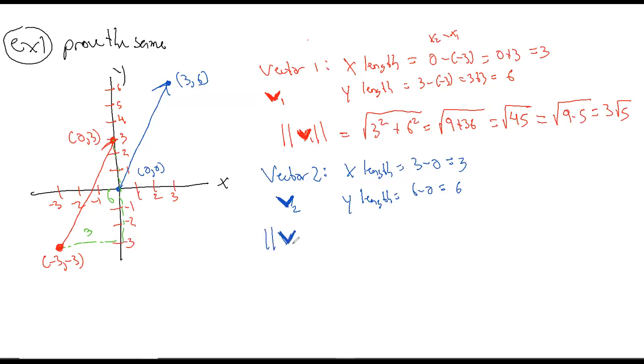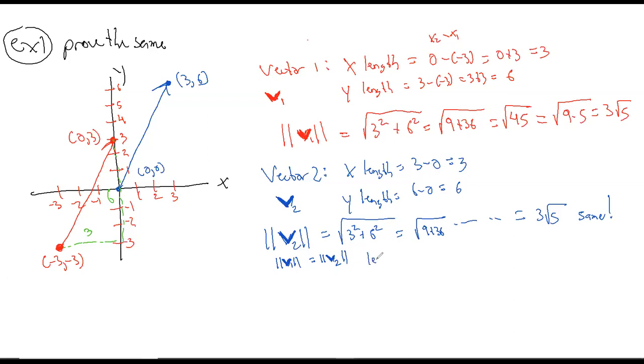So the magnitude of vector 2 is the square root of 3 squared plus 6 squared, which is definitely the square root of 9 plus 36. It's the same math. You end up with 3 square root of 5, which is the same. So we have shown that the magnitude of vector 1, bold V, is equal to the magnitude of vector 2. In other words, the lengths are the same. But what about the direction?